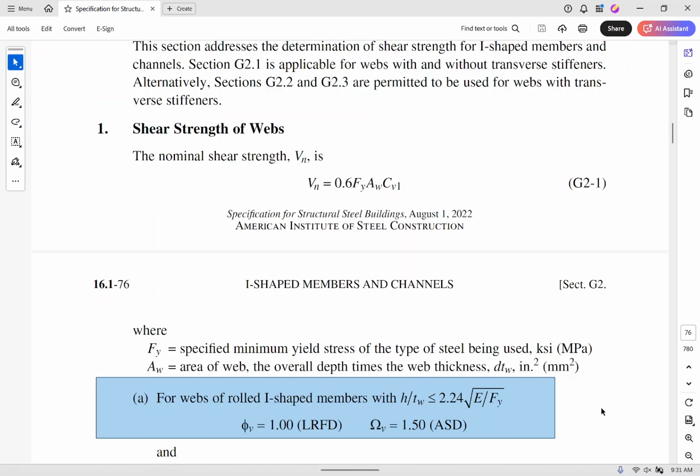By the way, does this look a lot like a slenderness check we would do for columns, like L over r less than or equal to 4.71 square root of E over Fy? This whole idea of checking against a limit of square root of E over Fy times some constant is a fundamental thing that you do with stability and buckling. So you see that all over the place in the spec. Okay, so let's do this.